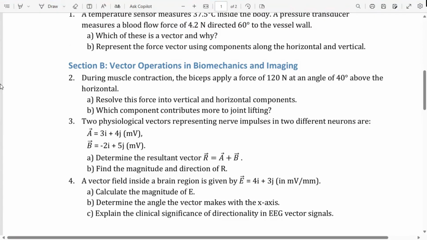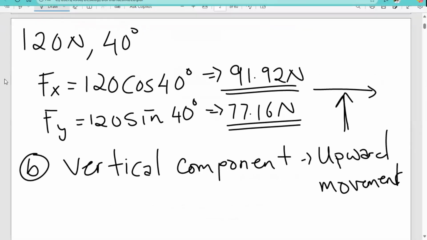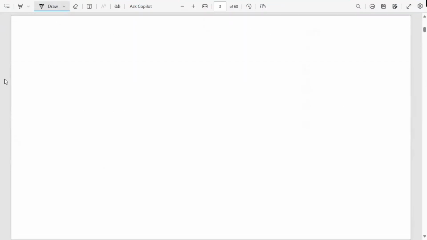Question 3 is telling us that two physiological vectors representing nerve impulses in two different neurons are A, 3i plus 4j millivolts, and B, negative 2i plus 5j millivolts. Question A: determine the resultant vector R of vector A plus vector B. Question B: find the magnitude and direction of R. This question is also very simple. What are we going to do? We're going to go to our board and say question 3.